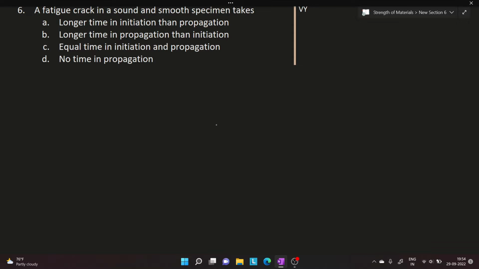So today again we are going to take up the concepts of strength of materials, and we are going to talk about the first question here. Right, so this is a question on fatigue. A fatigue crack in a sound and smooth specimen takes.